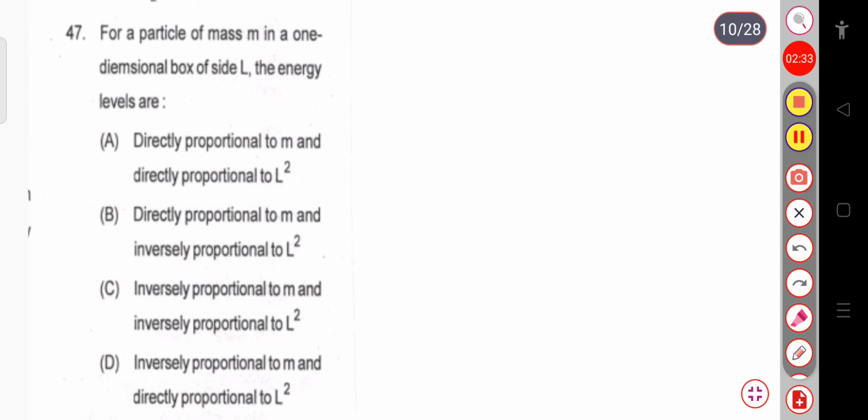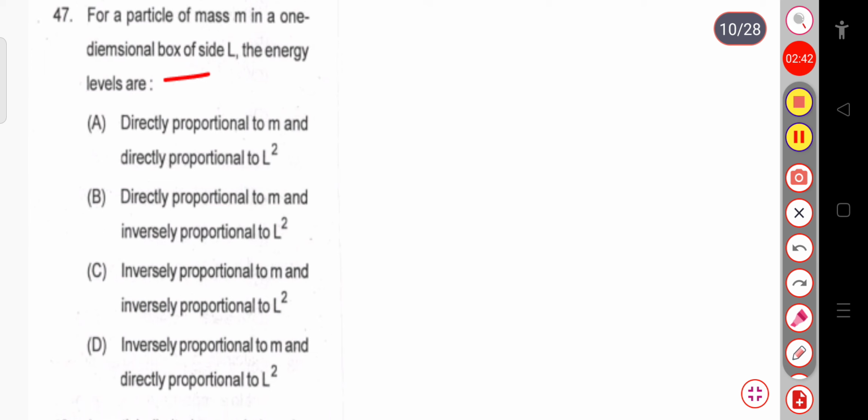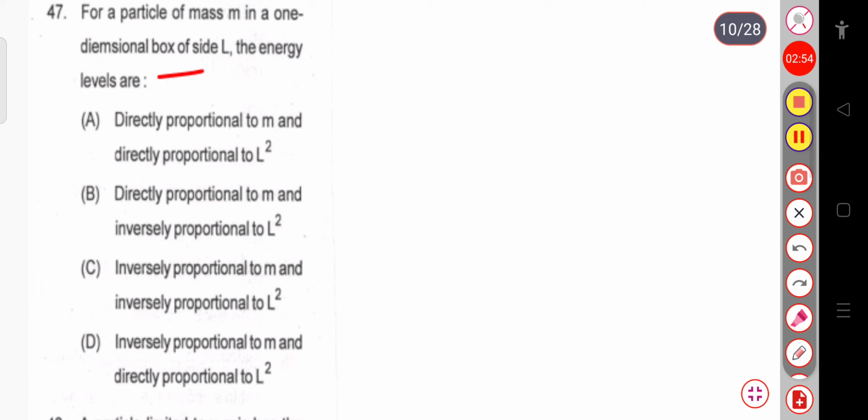Okay. Now let us see the next question, question number 47. For a particle of mass m in a one-dimensional box of side L, the energy levels are: in the first option it is directly proportional to m and directly proportional to L square, or directly proportional to m and inversely proportional to L square. You have to check whether the energy varies directly or inversely with L square and with m.